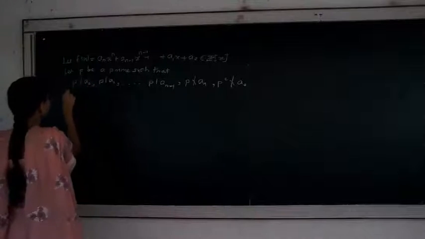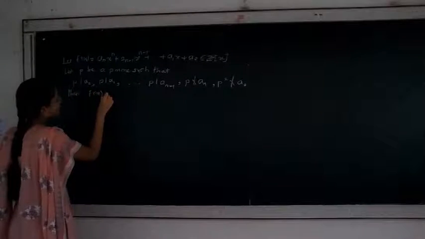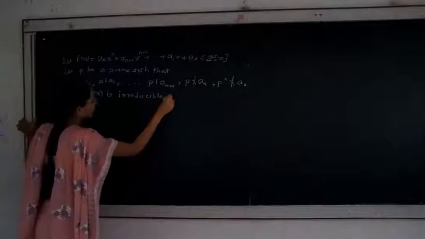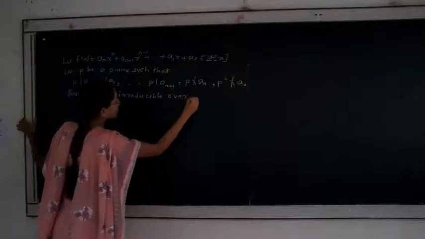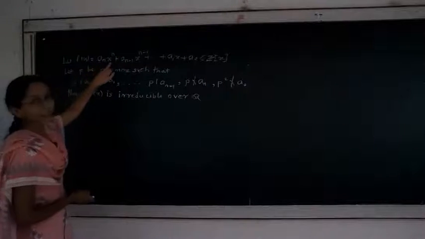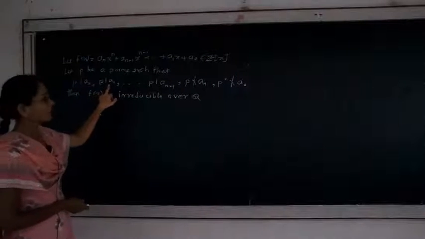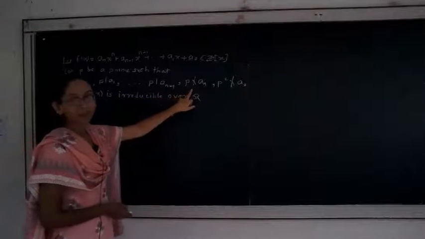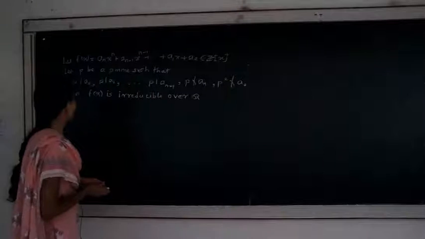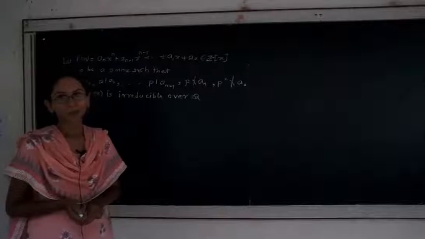Then the polynomial f(x) is irreducible over Q. If this is a polynomial having degree n and there exists a prime p such that p divides a0, p divides a1 up to p divides a_{n-1}, p does not divide a_n, and also p square does not divide a0, then we say that f(x) is irreducible over the set of rational numbers.